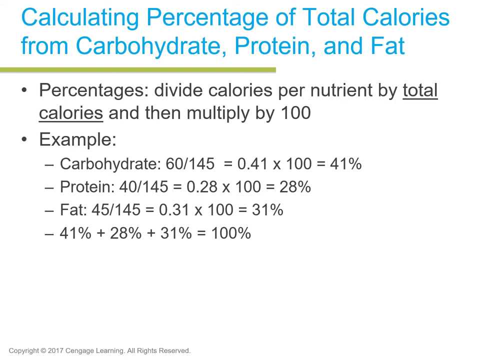Fat was 45 calories. You can divide it by 145 and then times 100 to get the percentage. For some of you, on your calculators, you don't have to perform that extra step of times 100. You can just put percentage. But nonetheless, just to do it properly, you can do it this way. So it means here that that can of soup is 41% carbs, 28% protein, and 31% fat. Okay.